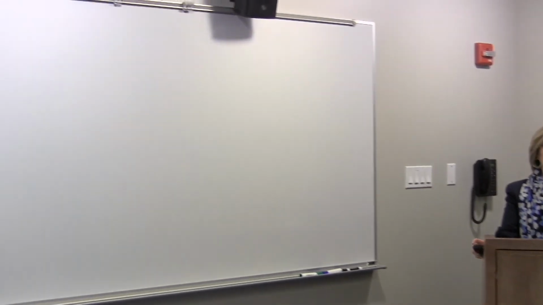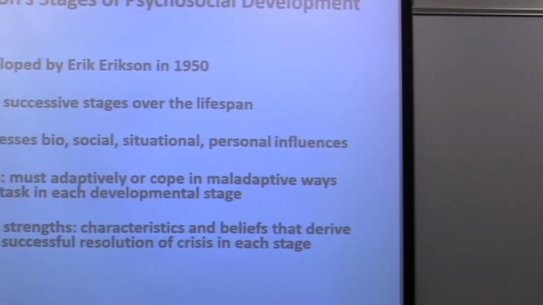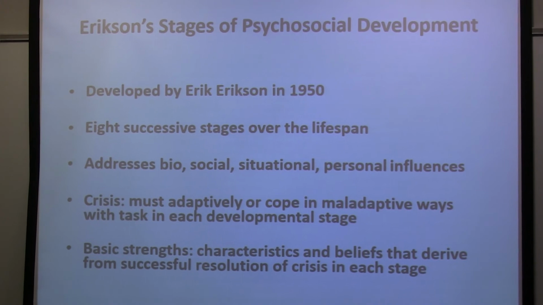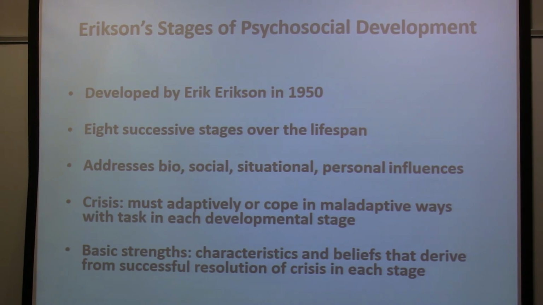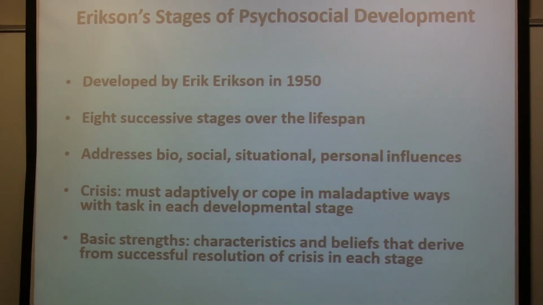Erik Erikson developed what we call stages of psychosocial development. He developed this in 1950, and there were 8 successive stages that he talked about. And what it addressed was the biological, the social, the situational, and personal influences. So he did not look as much as Freud did at the unconscious. There was some unconscious involved, but, similar to Freud, he looked at the person needing to move through various stages. However, he looked at the biological, the social, and even the environmental influences on the person as they grew and developed into an adult.